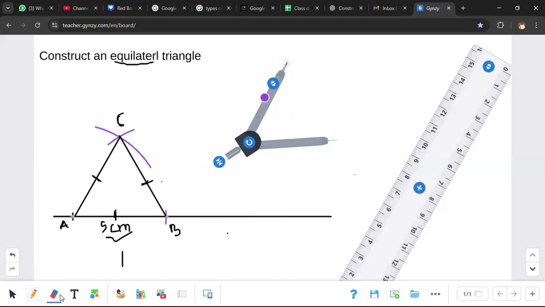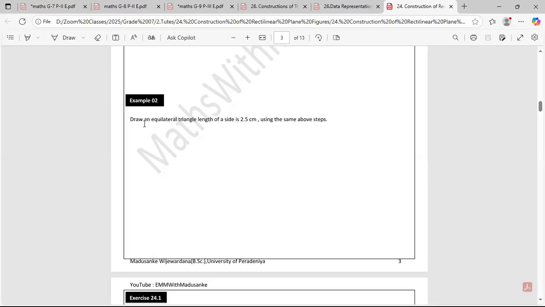Draw an equilateral triangle. Length of the side is 2.5 centimeters. So I will share the screen so that you can see the question. So we have done example number 1. And this is the example.